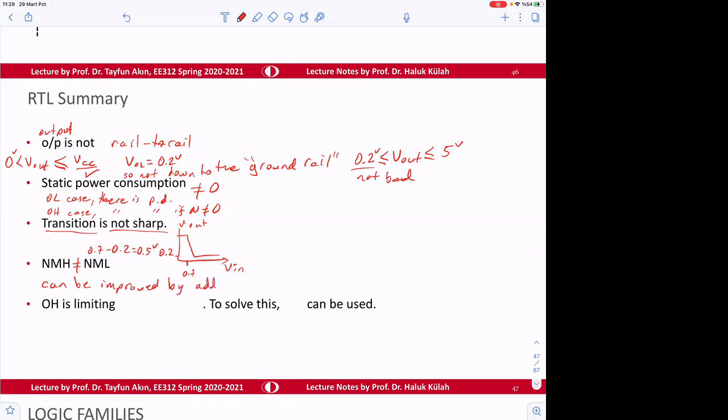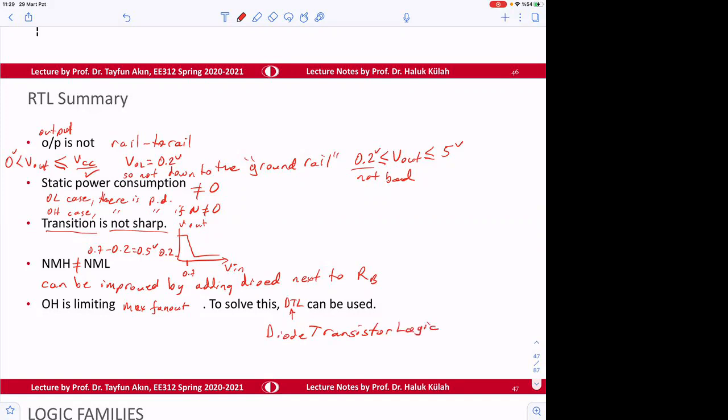It can be improved by adding diodes next to RB. And output high is limiting the maximum fan out. To solve this, DTL can be used. DTL is diode transistor logic.